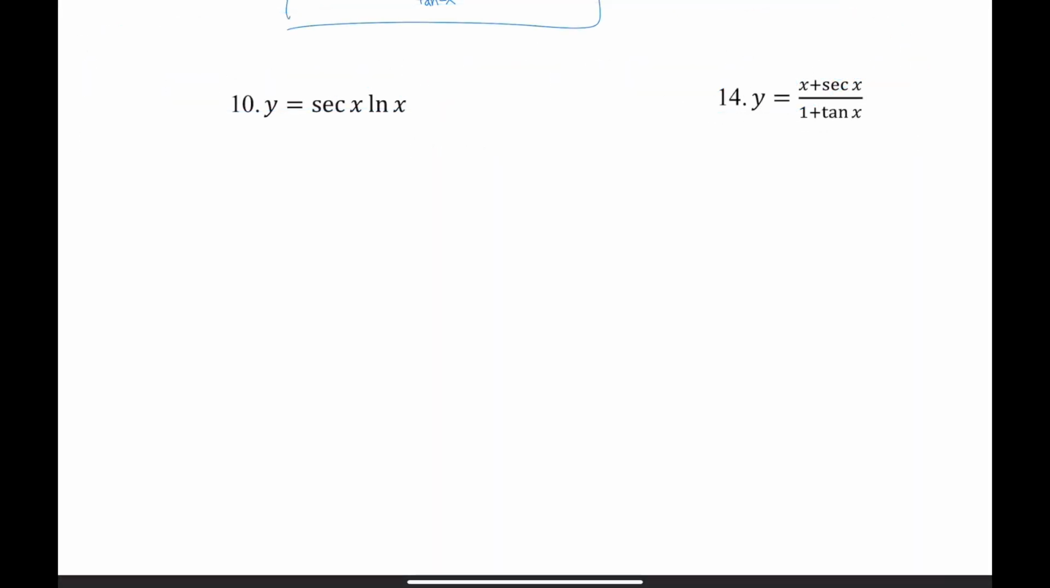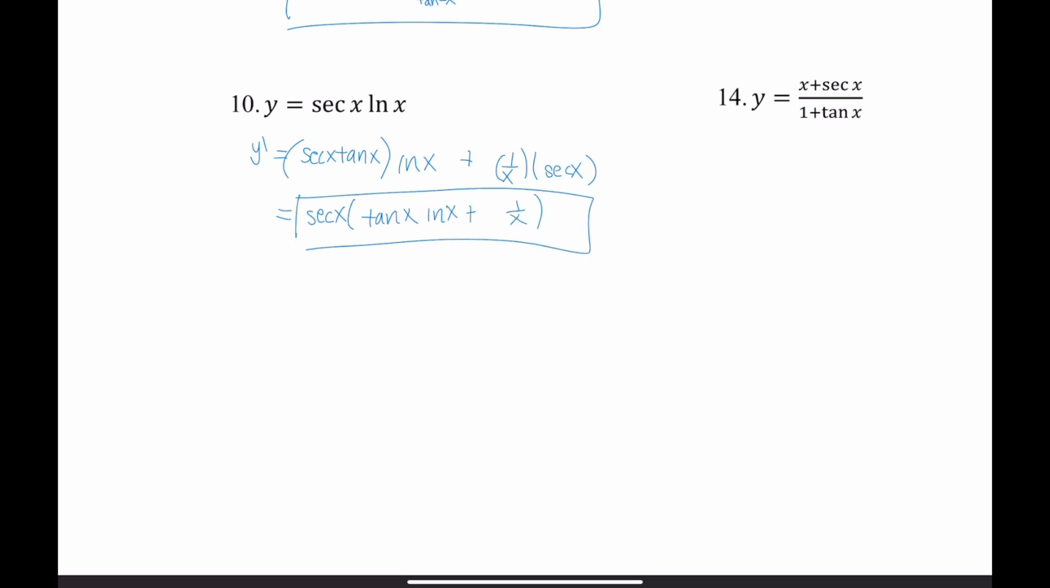The next one is y equals secant x ln x. So it's a product rule question. So y prime equals secant x derivative, which is secant x tangent x, multiplied by ln x, plus derivative of ln x is 1 over x times secant x, right? So we got the answer. We can try to factor this out: secant x times tangent x ln x plus 1 over x. So this would be the answer. Okay.